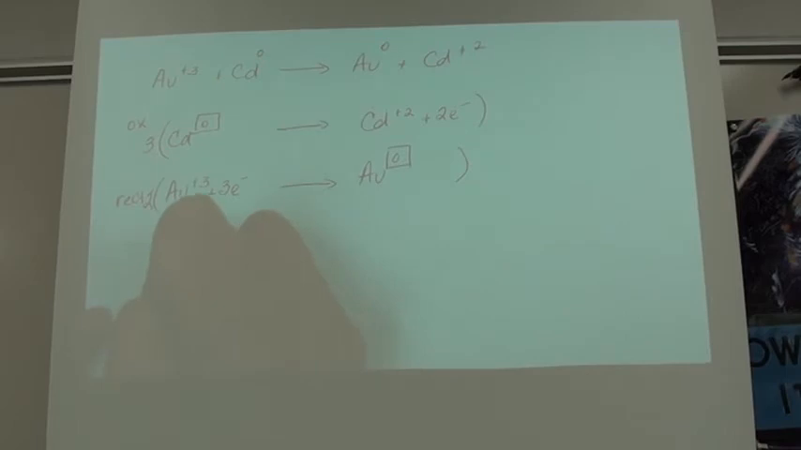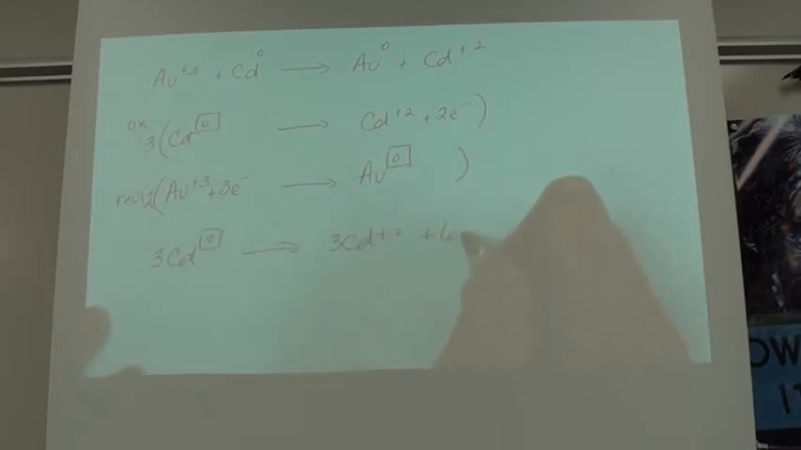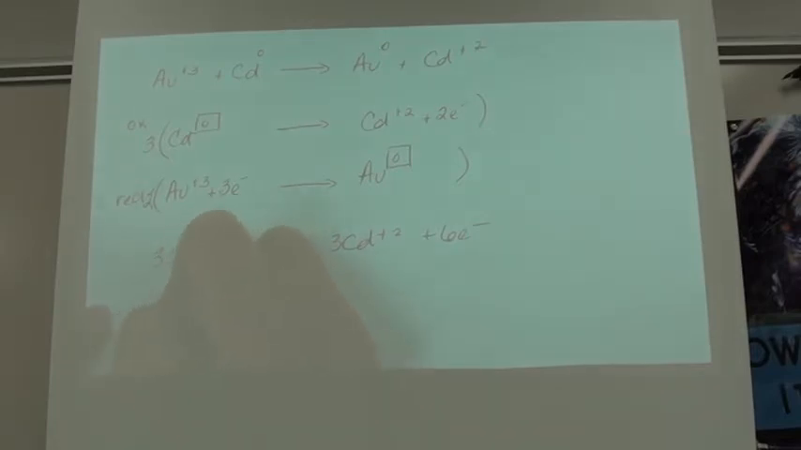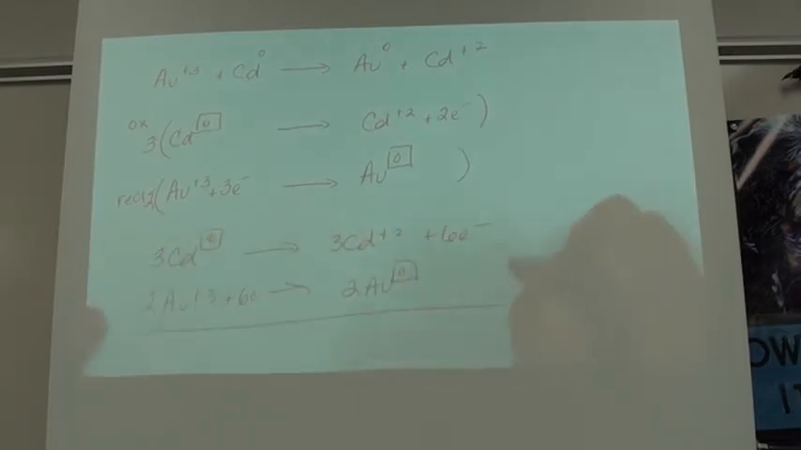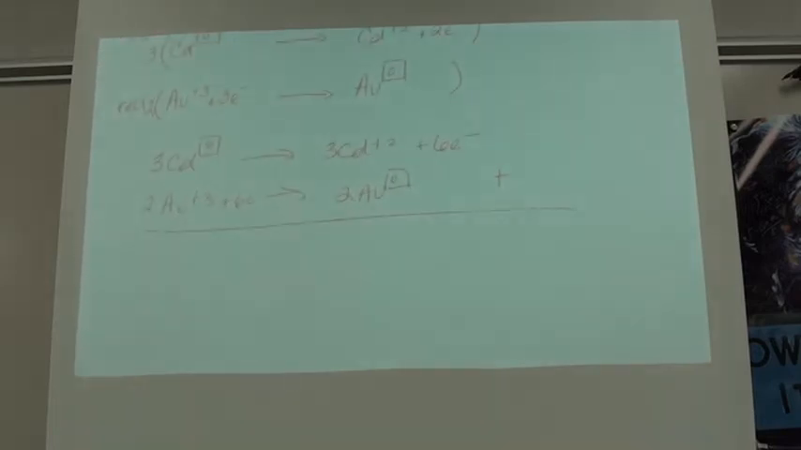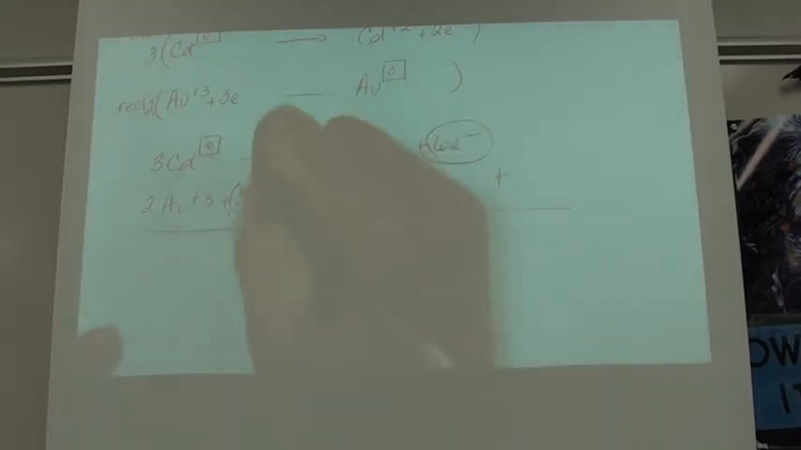So I'm going to multiply this by 3 and this by 2. And since I'm new at this, I'm going to rewrite this equation. And then this would be... I'm going to add these 2 half reactions together. I see that I have the same number of electrons on each side, and I have to. If I don't have the same number of electrons on each side, I did something wrong. These will cancel.